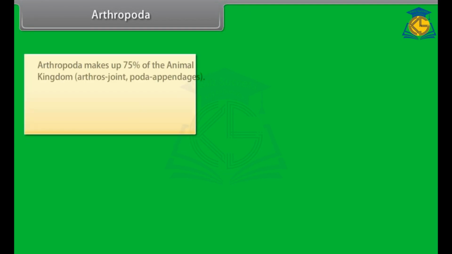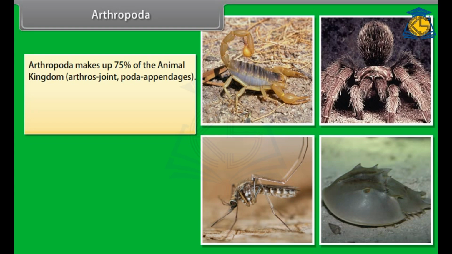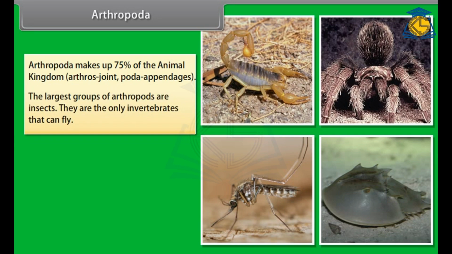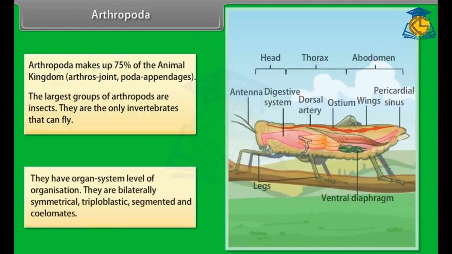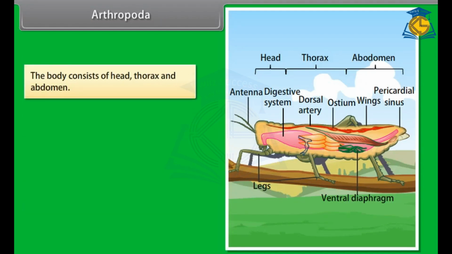Arthropoda. Arthropoda makes up 75% of the animal kingdom. Arthros means joint, poda means appendages. The largest group of arthropods is insects. They are the only invertebrates that can fly. They have organ system level of organization. They are bilaterally symmetrical, triploblastic, segmented, and coelomates. The body consists of head, thorax, and abdomen.